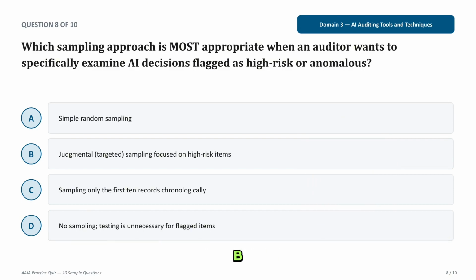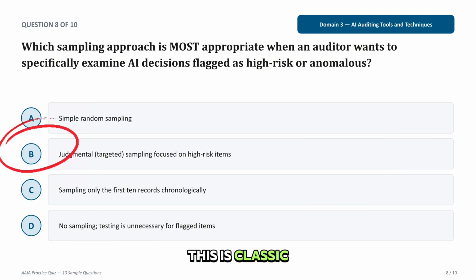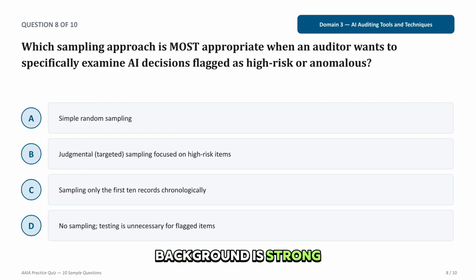The answer is B. This is classic audit methodology, just applied to AI. If your audit background is strong, Domain 3 should feel like the most familiar territory.